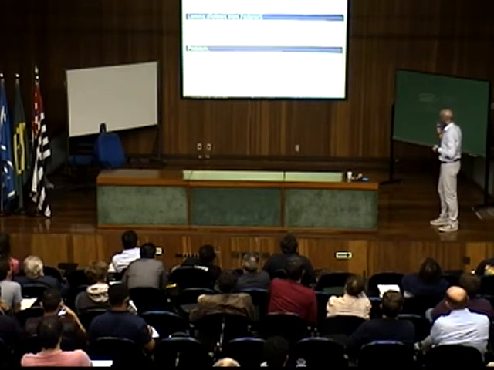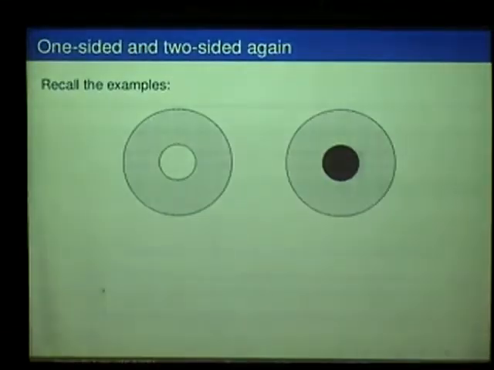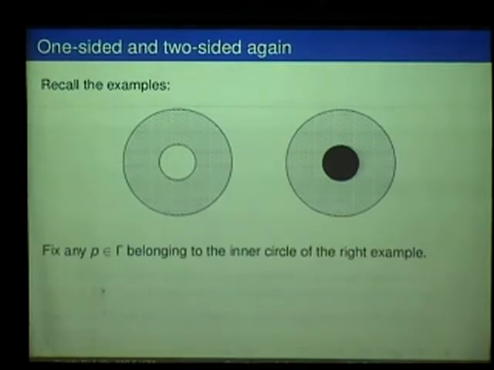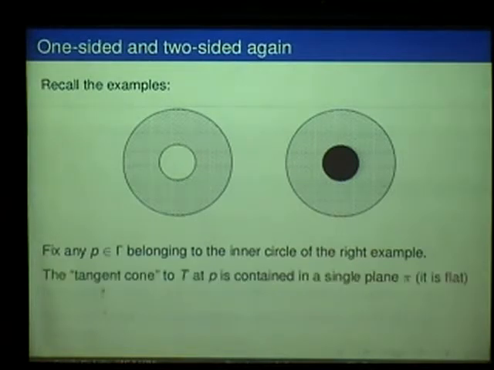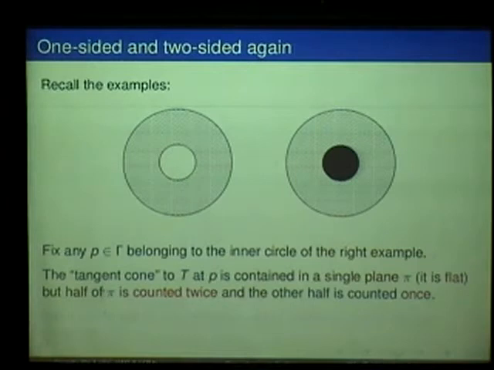Okay, good. So, recall now the example of the one-sided and two-sided again, right? So, if you remember in our example, so this is a two-sided, here you have two-sided boundary points, and here you have only one-sided boundary points. Okay, so now if you take a point P, which is in your boundary gamma, if it belongs to the inner circle of the right example, so what we say in geometric measure theory is that the tangent cone to T at the point P is contained in a single plane pi, so it's a flat tangent cone. But instead of being a half plane, half of pi is counted with multiplicity twice, and the other half is counted with multiplicity 1.